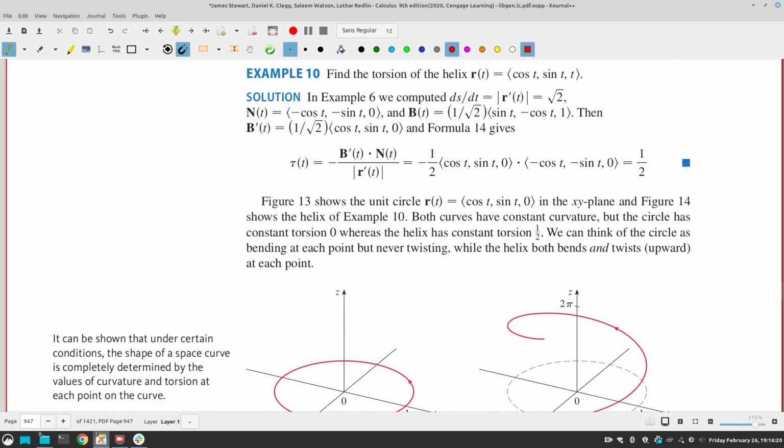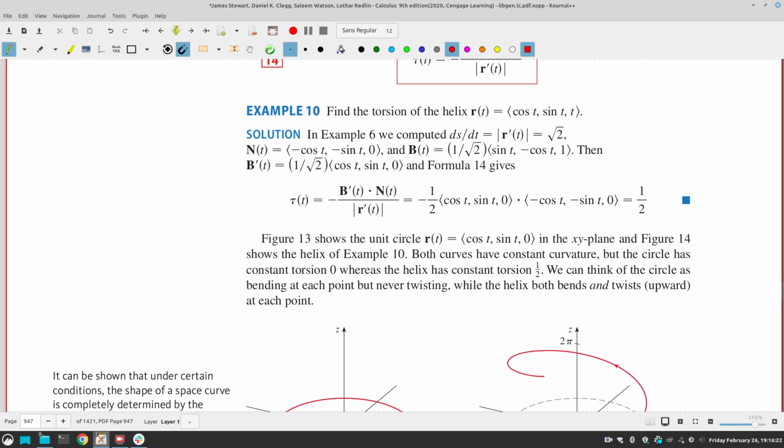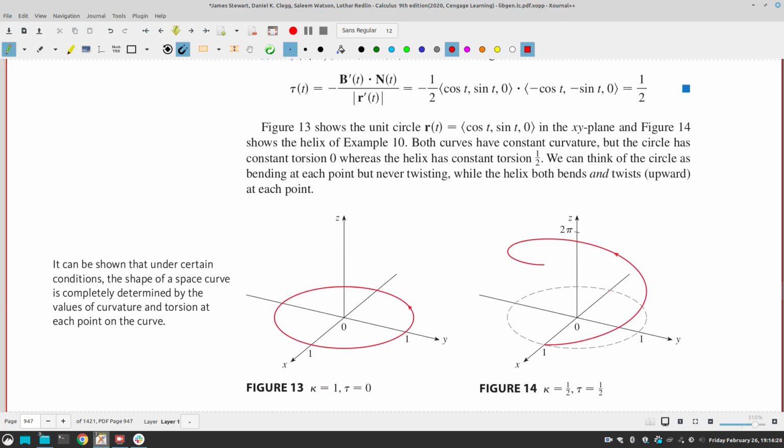Okay, now notice something here. Figure 13 shows the unit circle r(t) in the xy plane, and figure 14 shows the helix of example 10. Notice that for the circle, torsion is 0. It does not lift out of the plane. But the torsion here is half and it lifts off the plane. This is for the helix, and this is for the circle.